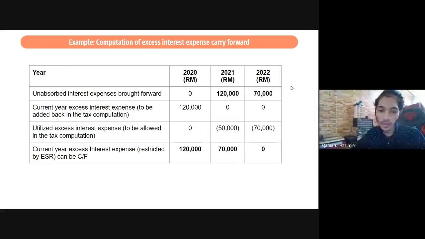In the end, 2022, we can see that there is no excess amount because it has been fully utilized and deducted.